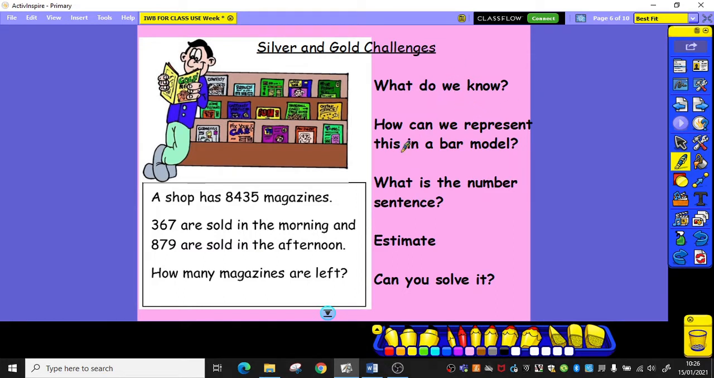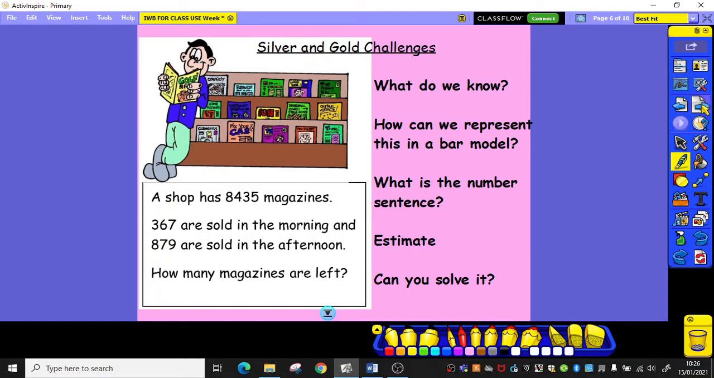So now, silver and gold, I'm going to read your challenge today, and gold will also go on to do a further challenge. A shop has 8,435 magazines. You might think, hold on, that's a lot for a shop, but we could be talking about a warehouse type of shop. 367 are sold in the morning. Again, this could be online. And 879 are sold in the afternoon. How many magazines are left?